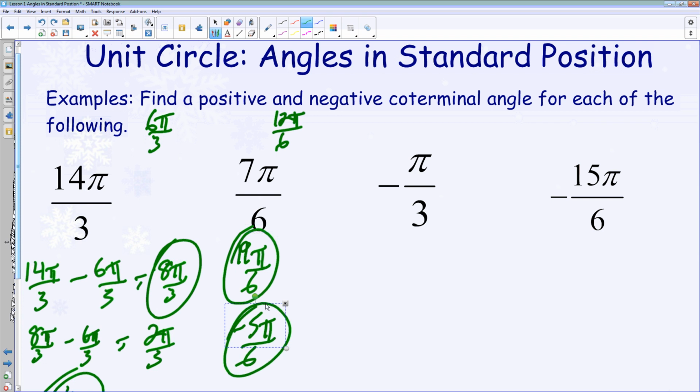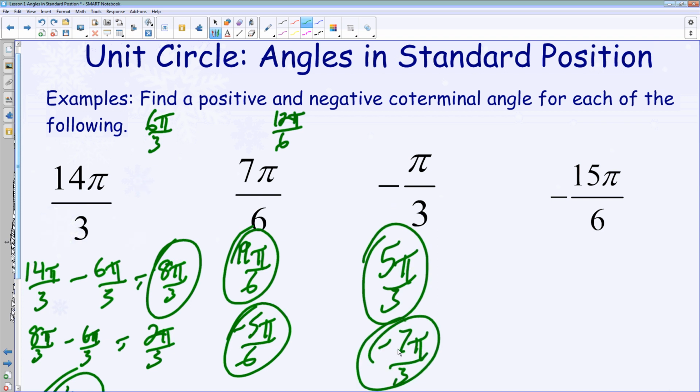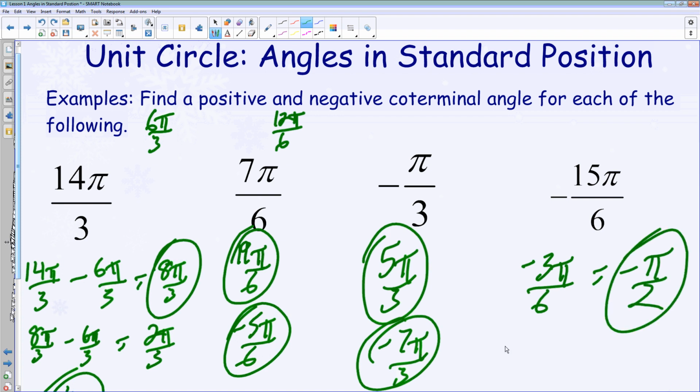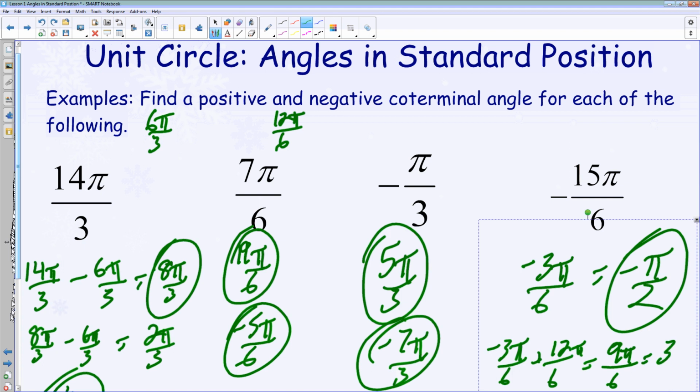For the next one, you're going to add 6 pi over 3 to get 5 pi over 3, and then you're going to subtract 6 pi over 3 to get negative 7 pi over 3. And then you're going to add 12 pi over 6 to get negative 3 pi over 6, which is still negative, so there's a negative coterminal for you. I reduced it to negative pi over 2. And then you're going to add one more time to get 9 pi over 6, which reduces to 3 pi over 2.